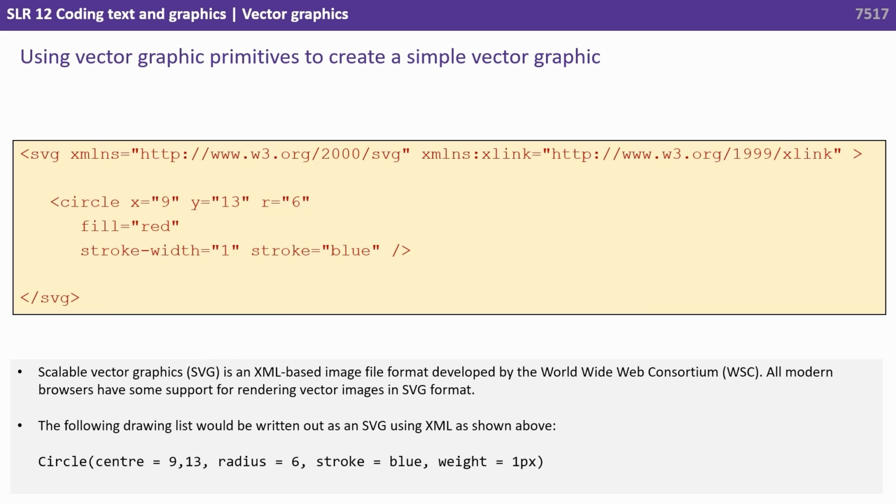Scalable Vector Graphics, or SVG, is an XML-based image file format developed by the World Wide Web Consortium. All modern browsers have some support for rendering vector images in SVG format. The following drawing list would be written out as an SVG using the XML as shown above.